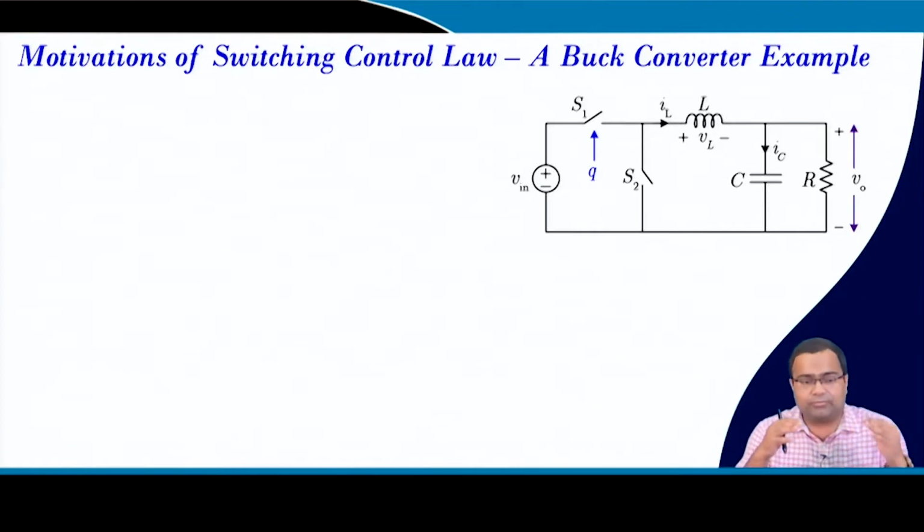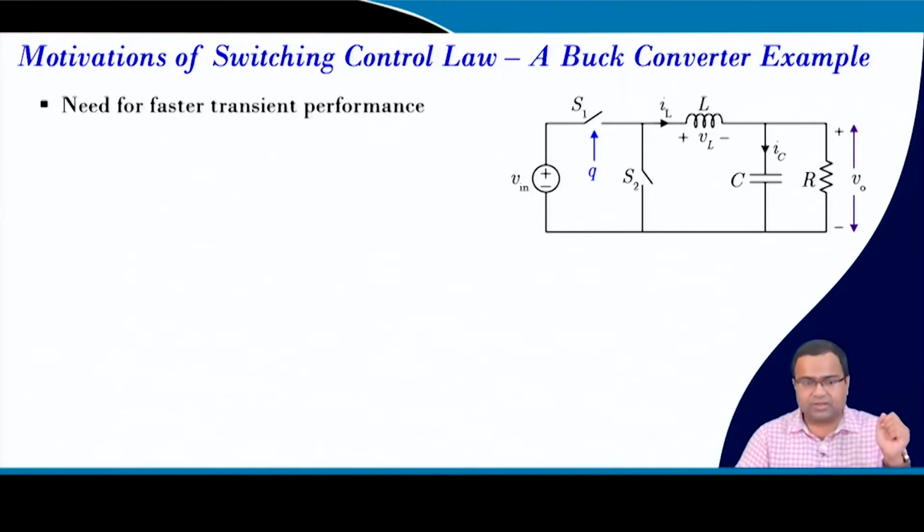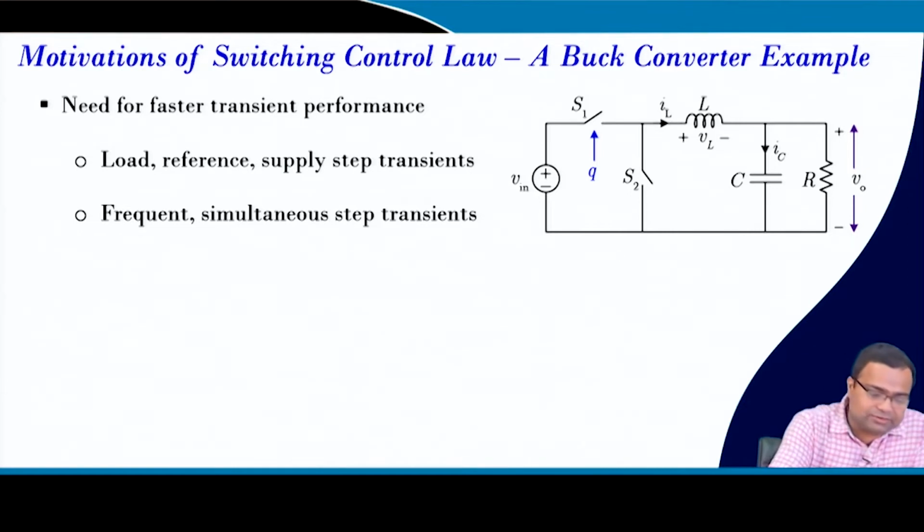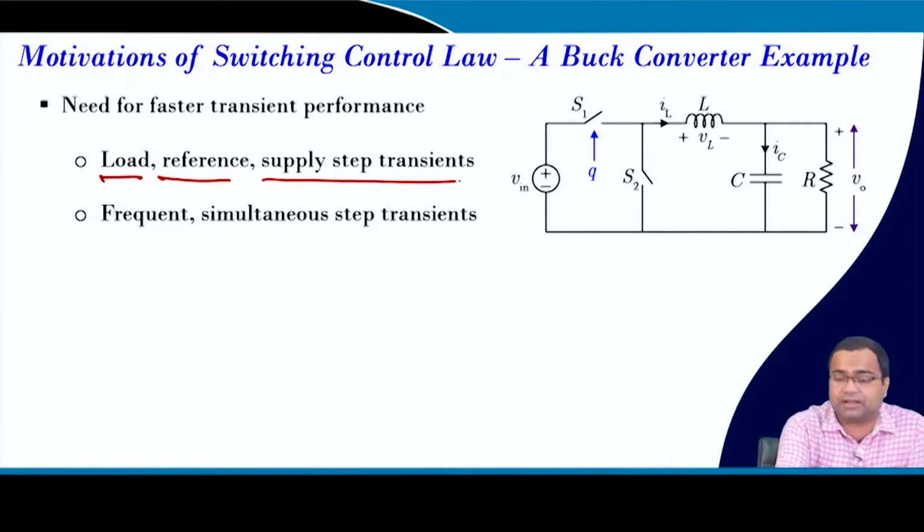So, first we have to make our motivation clear. If we take a DC-DC converter or switch mode power converter, here I have taken a buck converter example, but you can take a boost converter or any other hard switch converter. The first objective is that we need to achieve very fast transient response, and this transient can appear in different forms. There can be load transient, reference transient, and supply transient.